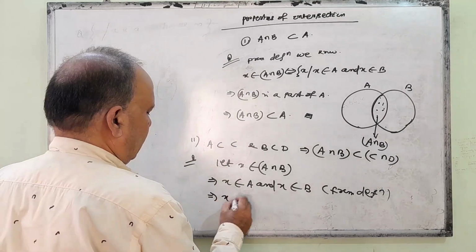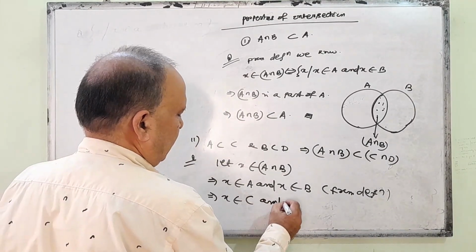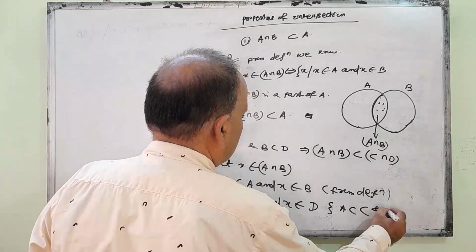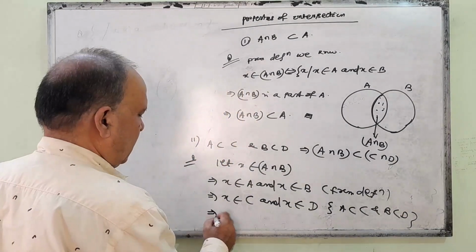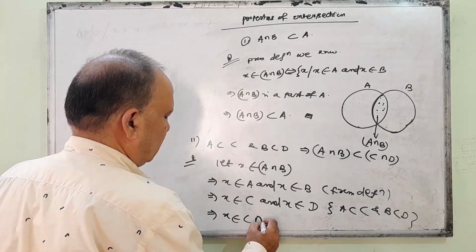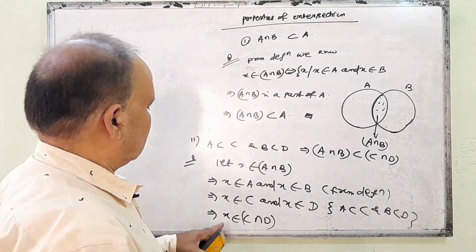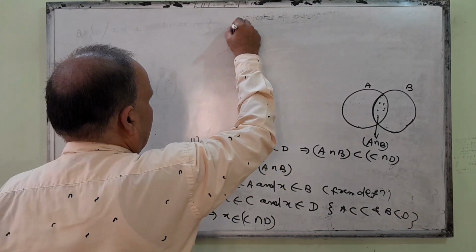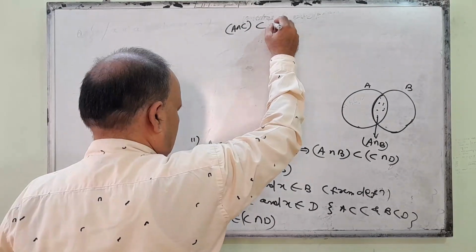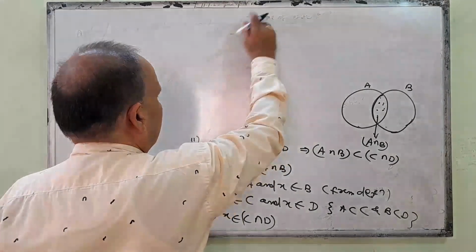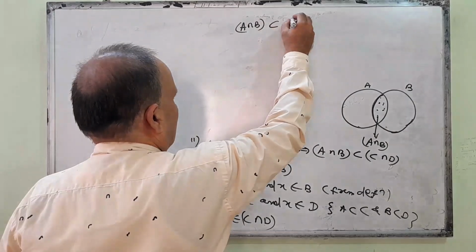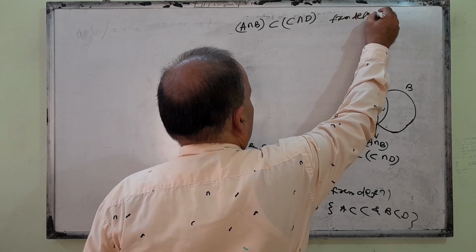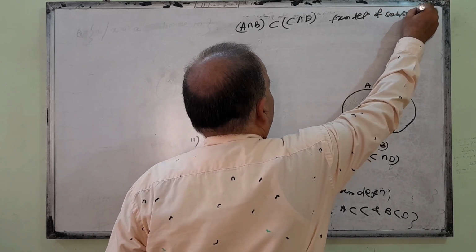This implies that X belongs to C and X belongs to D because you see A is the subset of C and B is the subset of D. This implies that X belongs to C intersection D. So X belongs to A intersection B implies that X belongs to C intersection D. So it is clear that A intersection B is the subset of C intersection D from the definition of a subset.